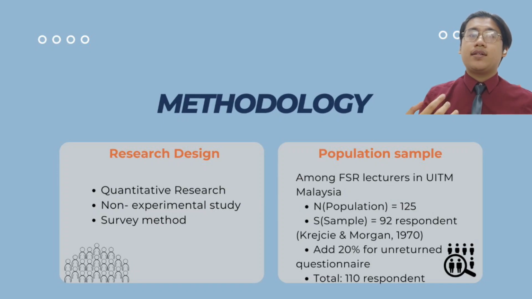Under population sample, among FSR lecturers in UiTM Malaysia, the population is 135. The numbers I get are through the UiTM website. For the sample, I have 92 based on Krejcie and Morgan 1970. So I add 20% for unreturned questionnaires. The total I get is 110 respondents.